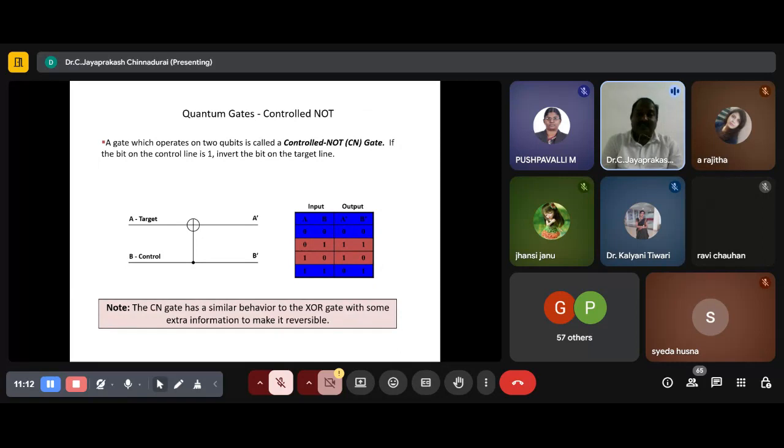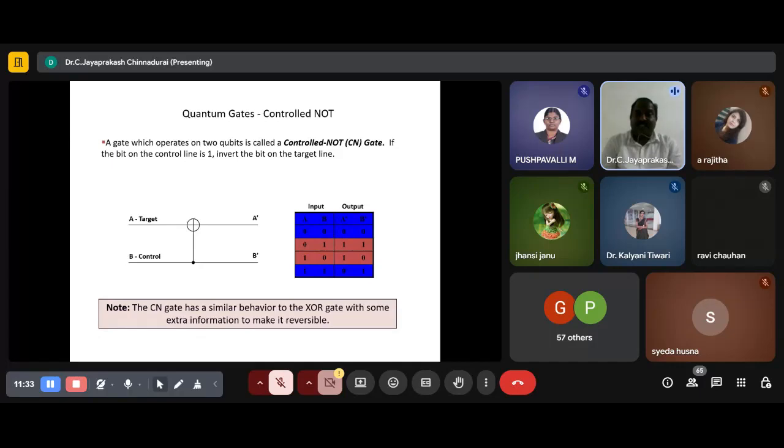See the diagram, we have two lines. One is the target line. A is the target line, B is the control. So if A goes through the CN gate, that is controlled NOT, the output is A dash. For this, we have B as the control. The B control does not have any changes, and we get the same output.